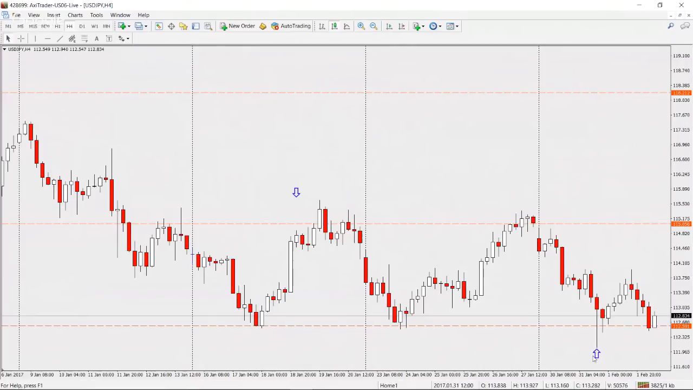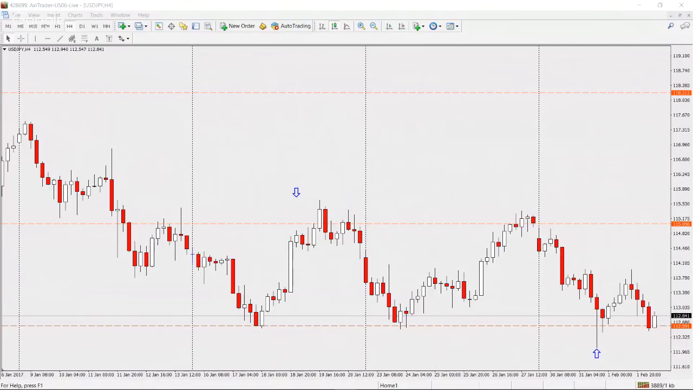This is not a kangaroo tail. Does anybody know why, by the way? Can anyone tell me why this is not a kangaroo tail? What's wrong with this candle here? It's weird, right, that it's not a kangaroo tail, but it's not.